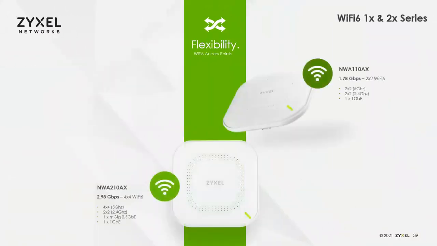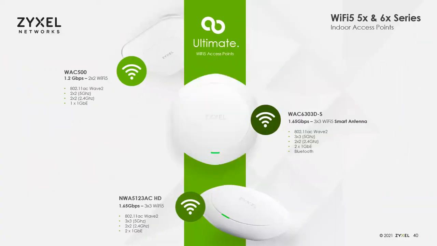On the Wi-Fi 6 side of things, we have the NWA 110AX and the 210AX. Primary difference between these two is the 210AX has double the speed on the 5 gigahertz radio. And to help support those faster speeds, this has a 2.5 gig multi-gig connection so that your Ethernet connection doesn't become the bottleneck for your network.